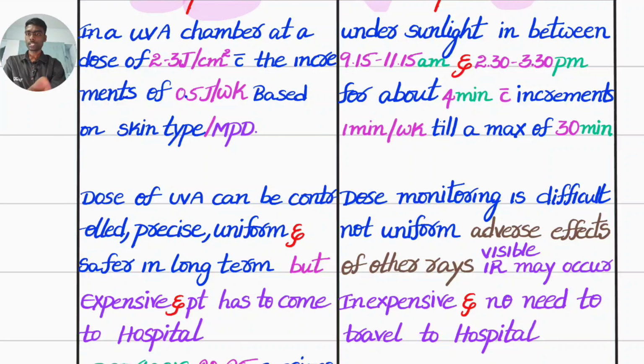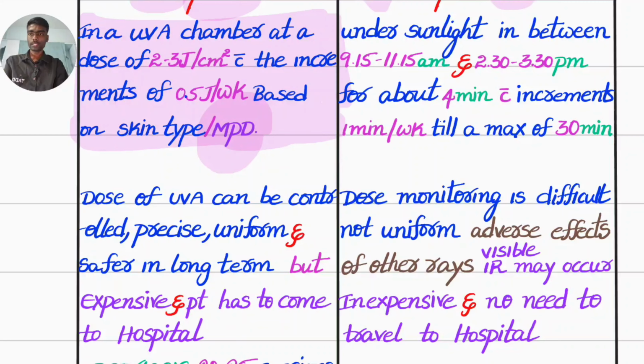In PUVA, in a UVA chamber, at a dose of 2 to 3 joules per centimeter square with increments of 0.5 joule every week. This is based on skin type. Two types we can decide dosages. One is skin type based. There will be already fixed dosages for each type of skin. This is for Indian skin. Or we can calculate by ourselves based on minimal phototoxic dose.